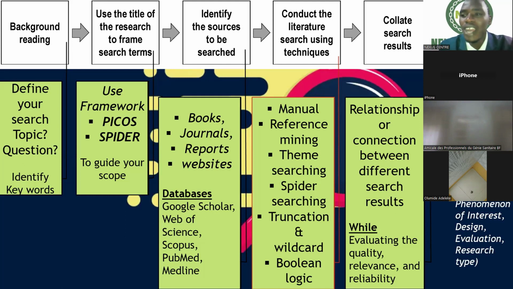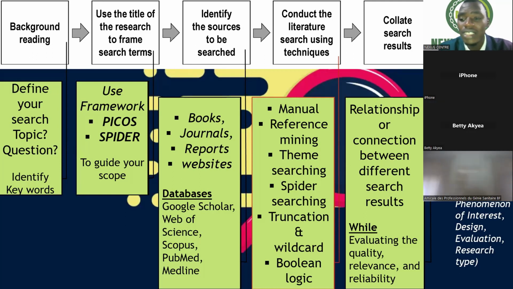Some other articles could have the same words you're looking out for, surgical site infection, but not after cesarean section. It could be a road traffic accident, okay? And yet you're looking out for surgical site infection following a cesarean section. So those need to be filtered out, and you actually don't need them. That is under the collation of search results, where you look out for the relationship between these articles, and then you see which ones are relevant or focused on the study that you want.